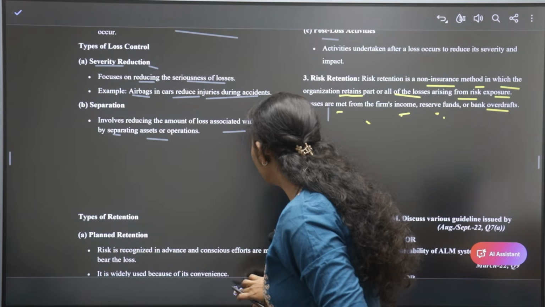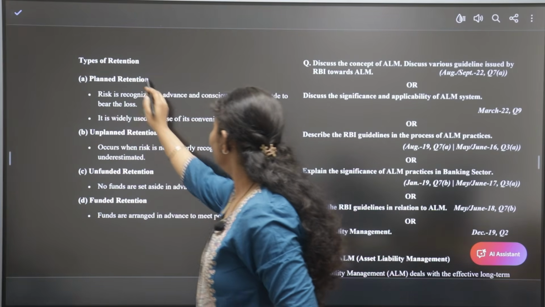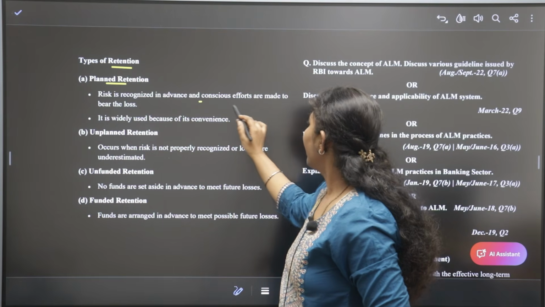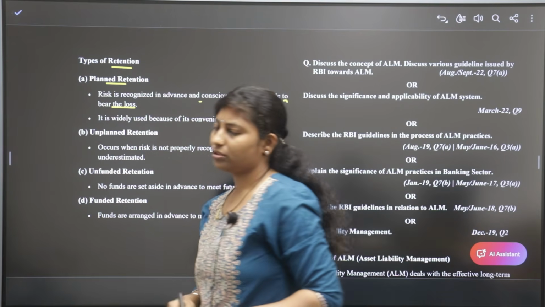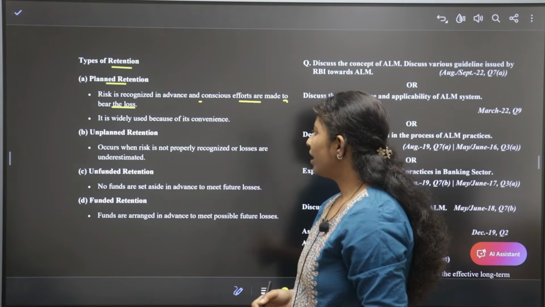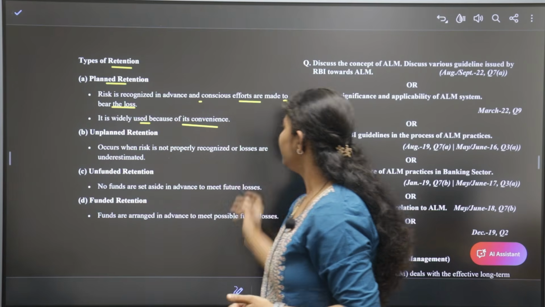And next we have types of retention. Let's see what the types of retention are. Planned retention: the risk is recognized in advance and conscious efforts are made to bear the losses. If we identify and recognize it in advance, we can bear such losses. It is widely used because of its convenience.